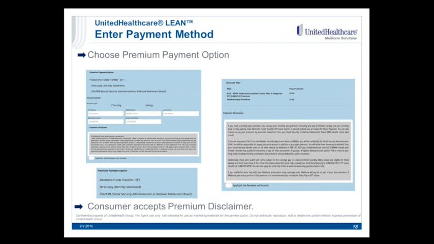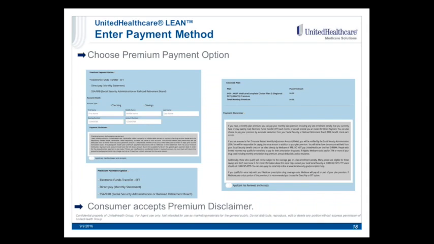Premium payment options. So here we go, where they have to select if there's a premium. You have to select a way to get that premium. They also have to select just in case there is a penalty, a late enrollment penalty. So go ahead and select that. If they want to do EFT, they could put that information in there, direct pay or Social Security.